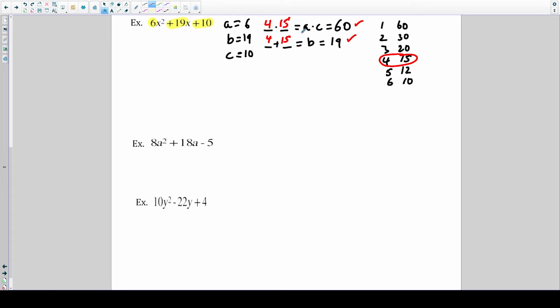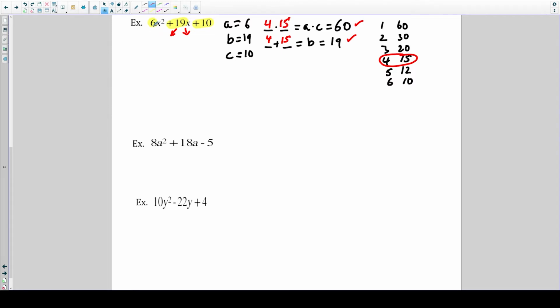I like to do this because it's another safety net in case we made a mistake somewhere. As we're writing this down, it'll give you a red flag as to whether or not you've done this correctly. So I'm going to use the 4 and the 15 to break apart this 19x. And typically, when I try to decide whether I want the 4 or the 15 to come first, I look at the coefficient here.